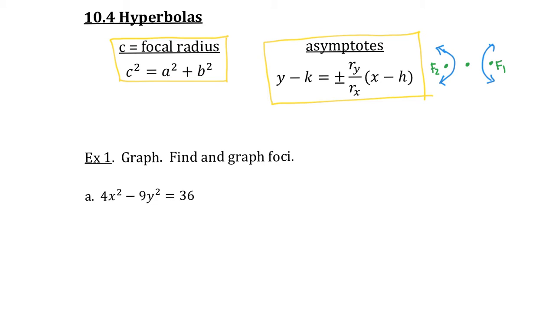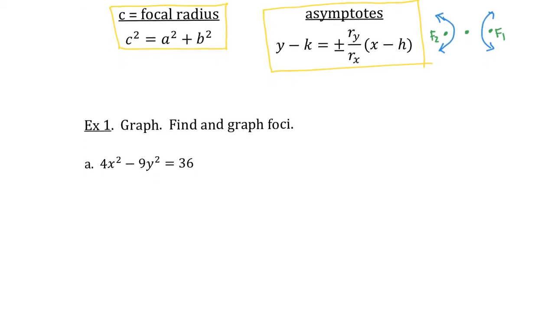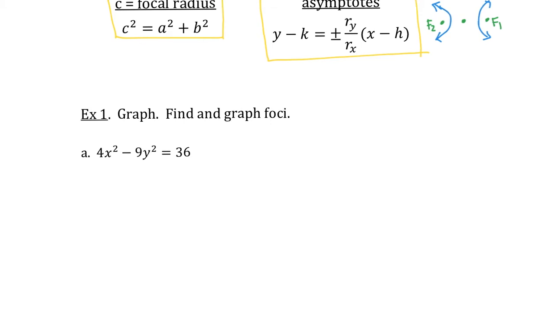So the point should end up somewhere in the two hyperbolic halves. Okay, so for the first one, it is not in standard form. So I'm going to convert it to standard form, and then I'm going to graph the foci in addition to the graph. Okay, so this is 4x squared minus 9y squared. Since both terms are squared and one of them is positive and one is negative, that indicates to me that this is going to be a hyperbola. There's no completing the square on this particular one, but I do need to make a 1 on the right side.